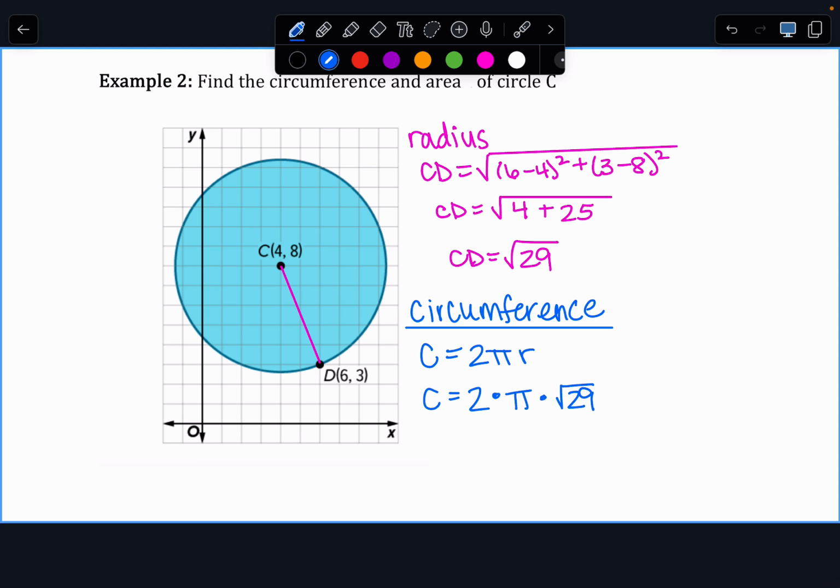The pi button on your calculator is 1, 2, 3 buttons below the second. It's 2 above the button you choose for square root. It's literally right in front of your face. Okay. So 2 times pi times square root of 29 is 33.8.